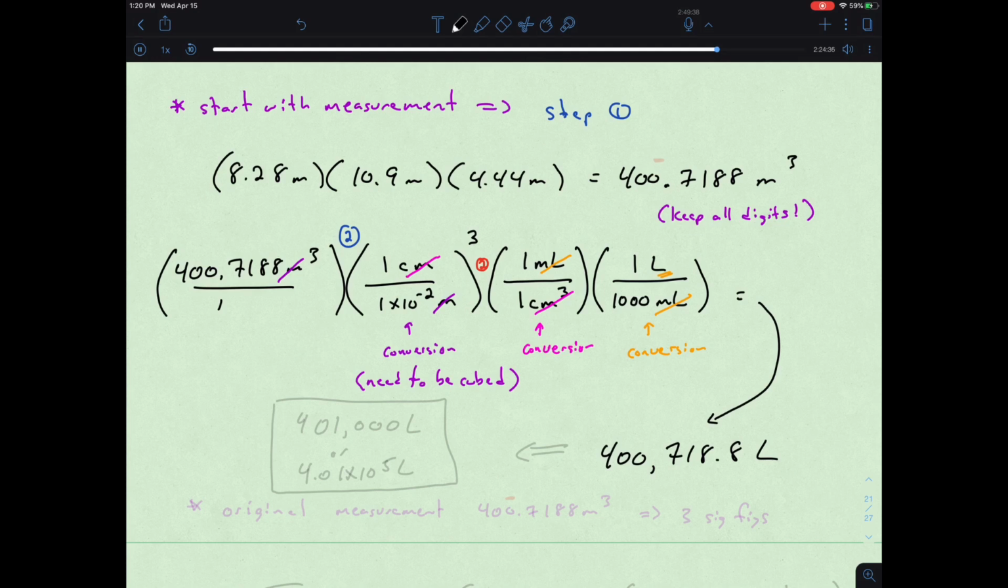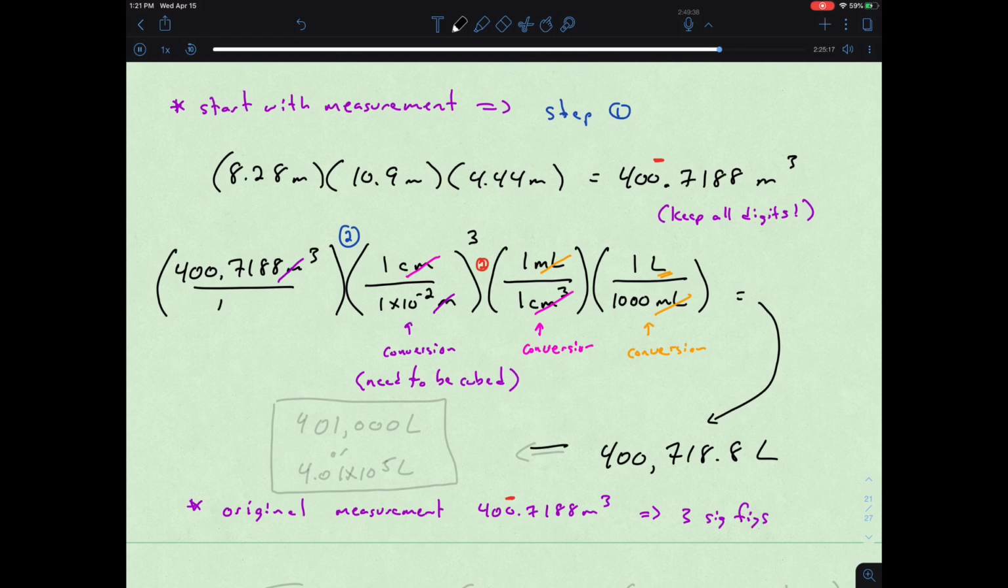If we go back, our original measurement was 400.7188 meters cubed, but if we look at those values there, right, going up to the top, we should have curtailed this at the ones place, because all of those measurements have 3 significant figures. So that means that our measurement really is in terms of 3 sig figs.